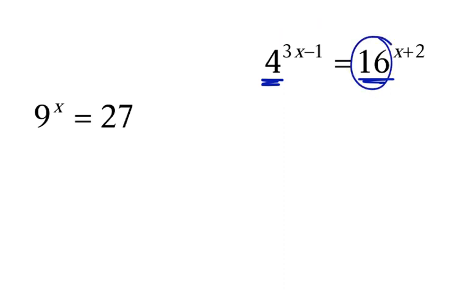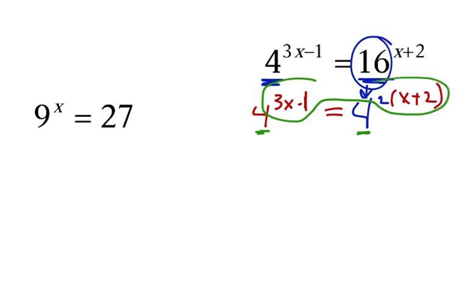And to do that, I need to rewrite the 16 to be 4 squared. Okay? Now it's 4 squared to the x plus 2 power. In other words, you times the exponents together, and that's equal to 4 to the 3x minus 1. Now that my bases are the same, the number at the bottom is the same, I can set the exponents equal to each other. In other words, 3x minus 1 equals 2 parentheses x plus 2.